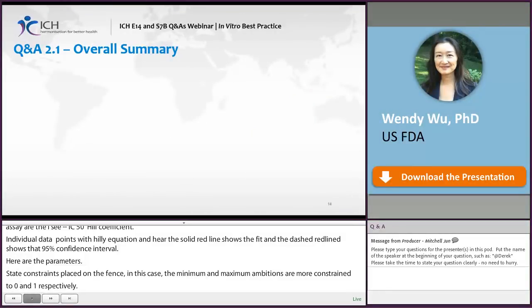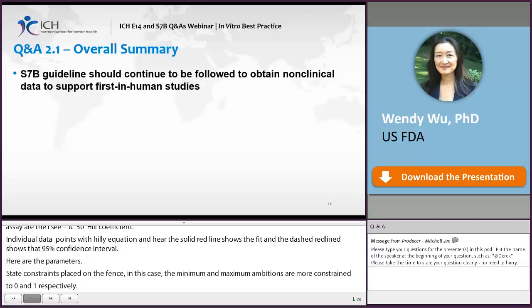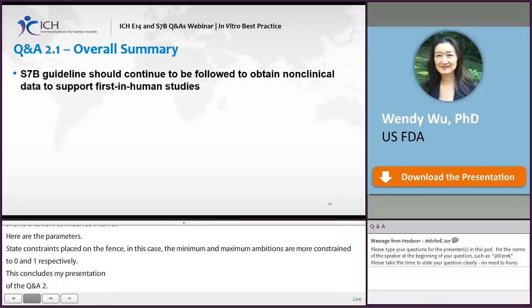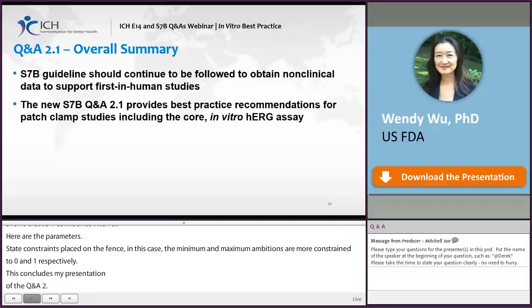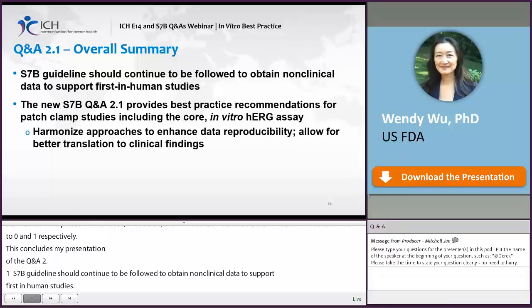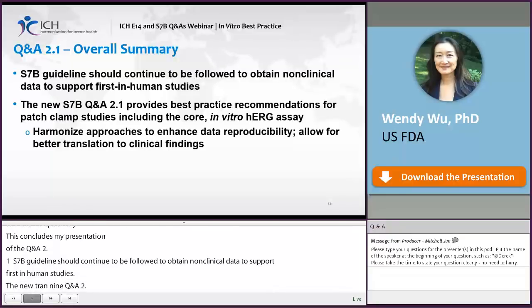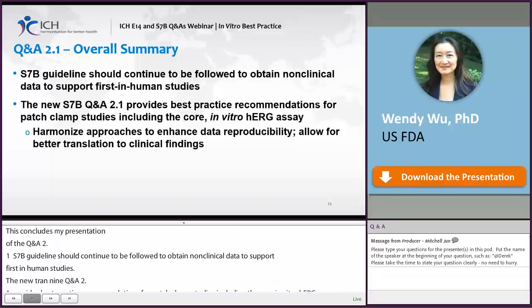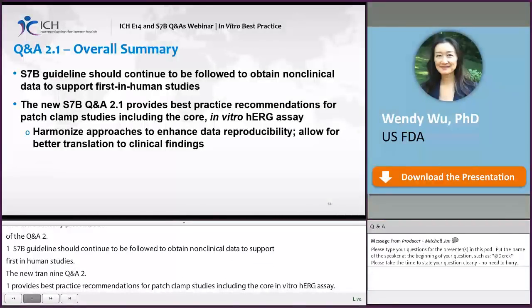This concludes my presentation of the Q&A 2.1. In summary, S7B guidelines should continue to be followed to obtain non-clinical data to support first-in-human studies. The new S7B Q&A 2.1 provides best practice recommendations for patch clamp studies, including the core in vitro hERG assay. The objective here is to harmonize approaches to enhance data reproducibility and allow for better translation of non-clinical study results to clinical findings.